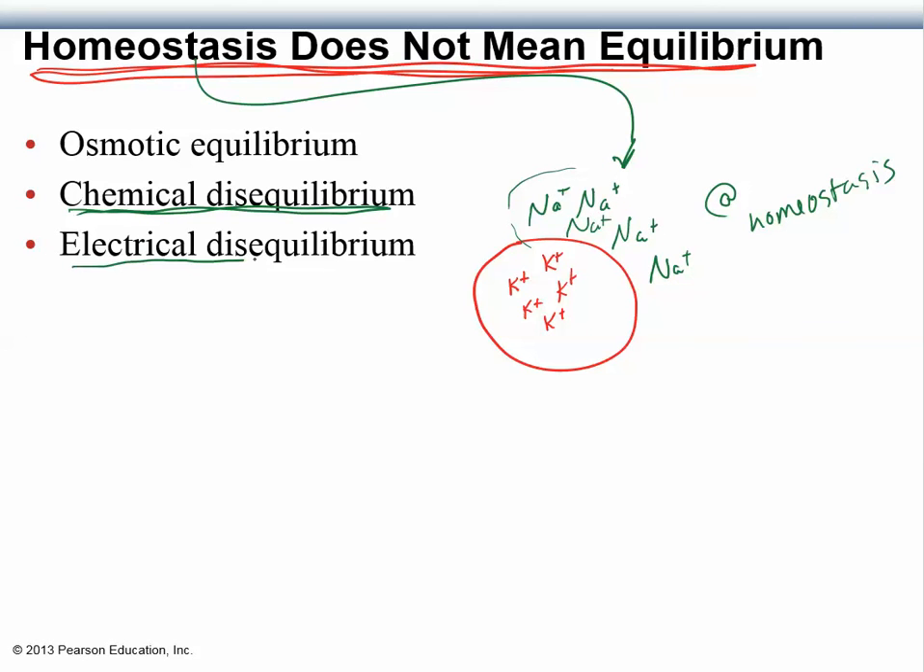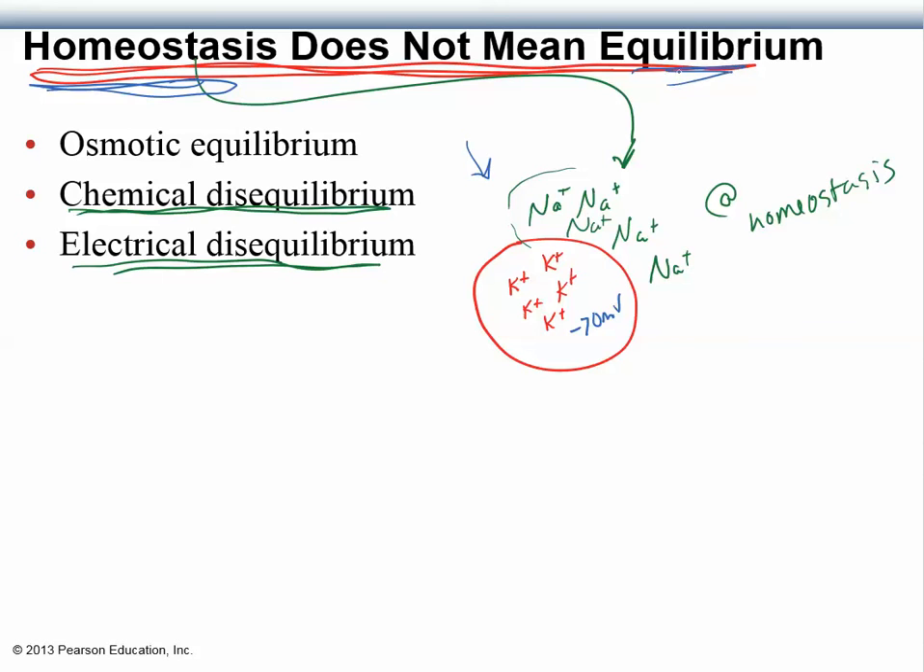We're also at electrical disequilibrium, because remember I said the inside of the cell, so if we talk about electrical, the inside of the cell is at about minus 70 millivolts. Okay, that's not equilibrium. If it were at equilibrium, it would be the same both in and out. It would be zero. There would be no difference. But in this case, it shows that it's about minus 70 on the inside of the cell. Okay, so that is at homeostasis. The cell is at homeostasis. It's minus 70 on the inside, high potassium on the inside, high sodium on the outside.